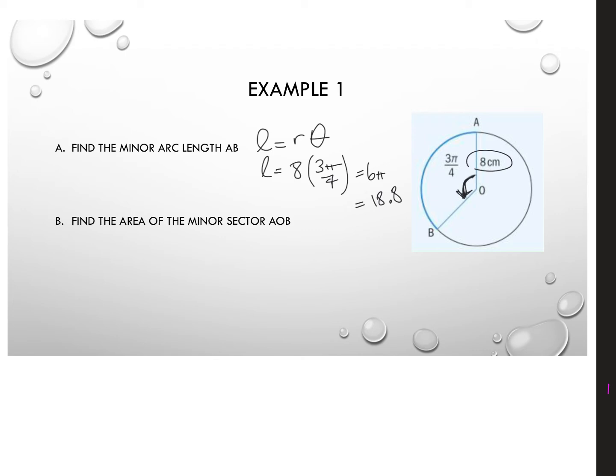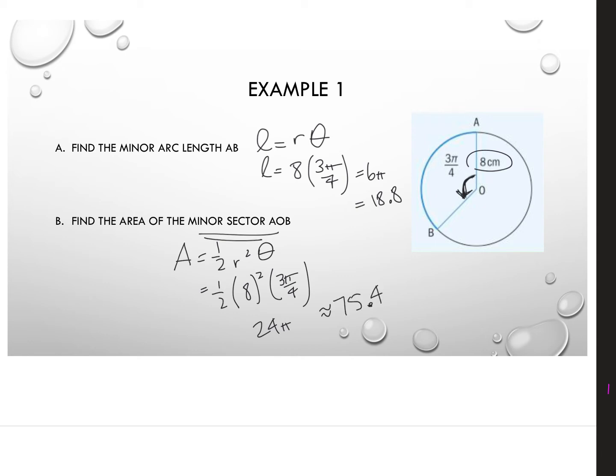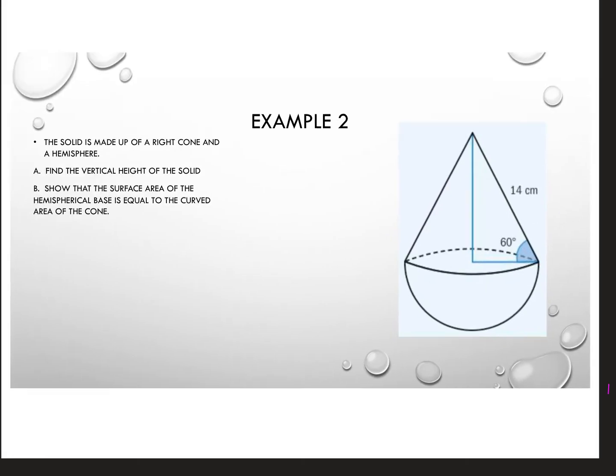All right, and then the area of the minor sector. Let me write the formula up. It is 1/2 r squared theta. The radius, again, is still 8, and the theta is still 3 pi over 4. If you simplify that and do it exact, meaning you leave the pi in there, you get 24 pi. But if you do it in your calculator and estimate it to 3 significant figures, you should get 75.4. Okay, now let's scoot this up and we'll do, I believe, the last example.